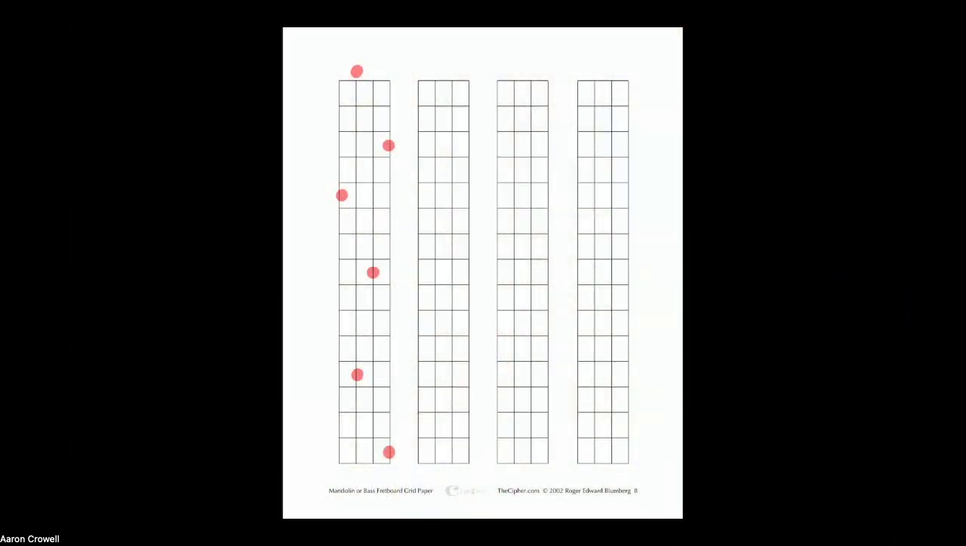Now, looking back at this picture, we can see all of our starting points. And that's why it was important to know where the root was. Root on 1, root on 2, root on 3, root on 4.